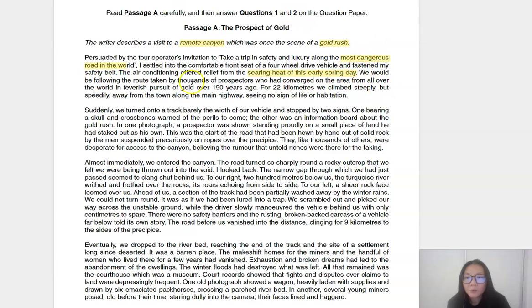And then we would be following the route taken by thousands of prospectors who had converged on the area from all over the world in feverish pursuit of the goal over 150 years ago. Of course, these thousands of prospectors referred to here is you. You are one of them, okay? So just for information. But however, what are we talking about? Well, how could we use this though? So this is thousands of prospectors, you being one of them.